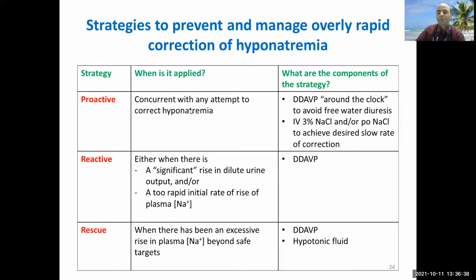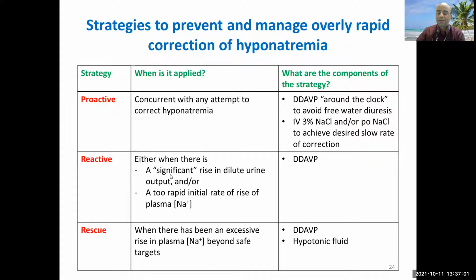Otherwise, if you see urine output increased by 200 ml hourly for 2 hours, or your serum sodium increases rapidly, 8 millimole or more within 24 hours at any time, you should lock your patient by DDVB. Otherwise, give forward to MIC every 8 hours IV or subcutaneous. Reactive.